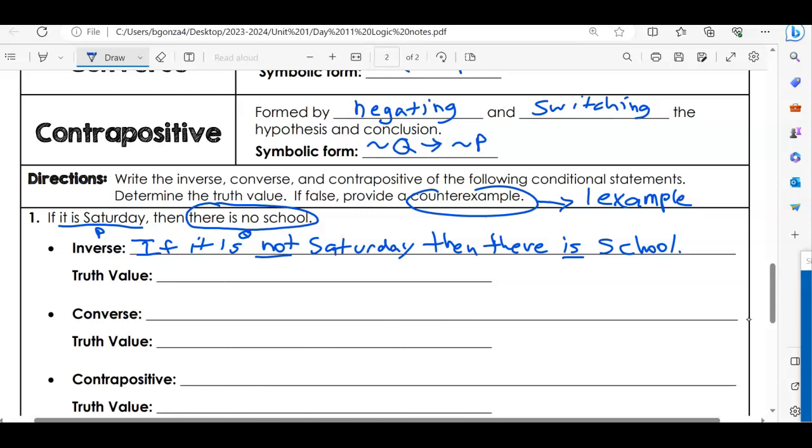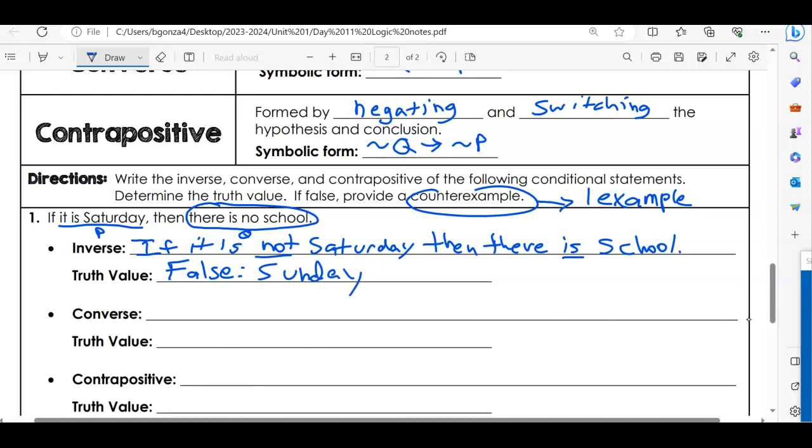Now, what about the inverse? If it is not Saturday, what days are not Saturday? Monday, Tuesday, Wednesday, Thursday, Friday, and Sunday. Does that mean there is school? Monday through Friday, yes. But is there a counterexample? Sunday. Sunday is not Saturday, but there is no school. That's not true. So we can say it's false, but we have to give a counterexample. It's false because Sunday exists in the world.